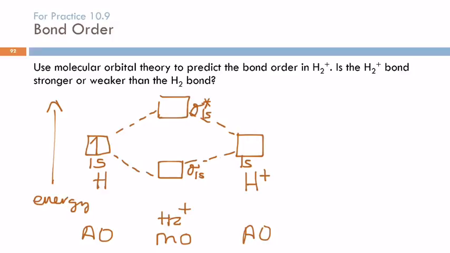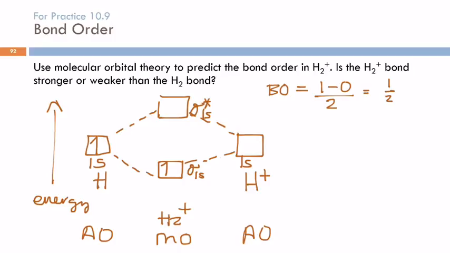So how many total electrons are in this H2+? This 1. Where does it go? It goes in the bonding orbital. It goes in the bottom one. There are no other electrons. So this is asking us for the bond order. Bond order is the number of electrons in bonding orbitals. How many? 1. Minus the number of electrons in antibonding orbitals, which is 0, divided by 2. So the bond order is 1/2.